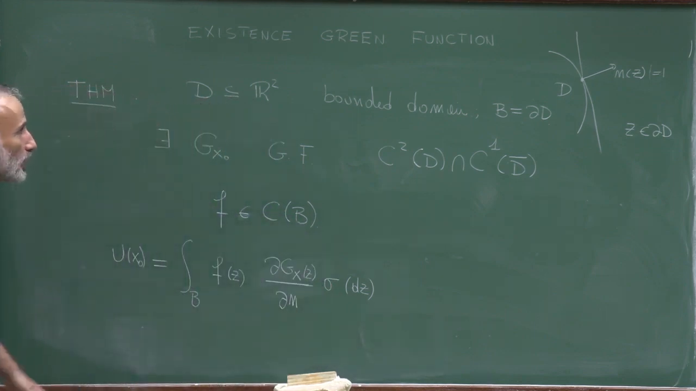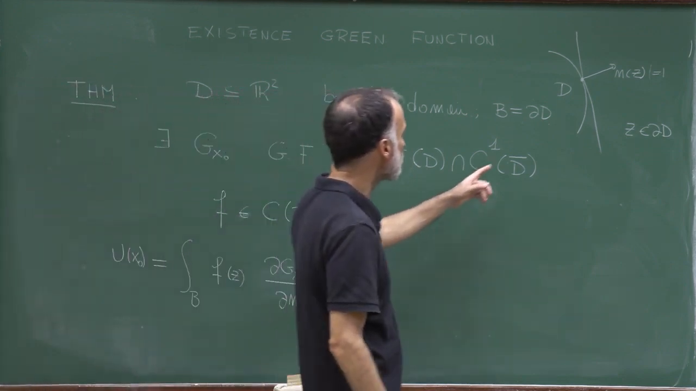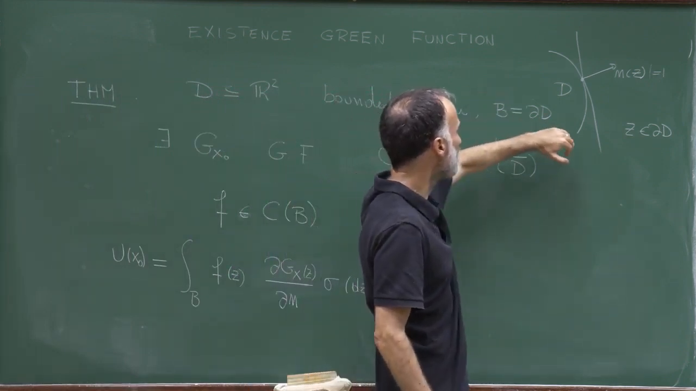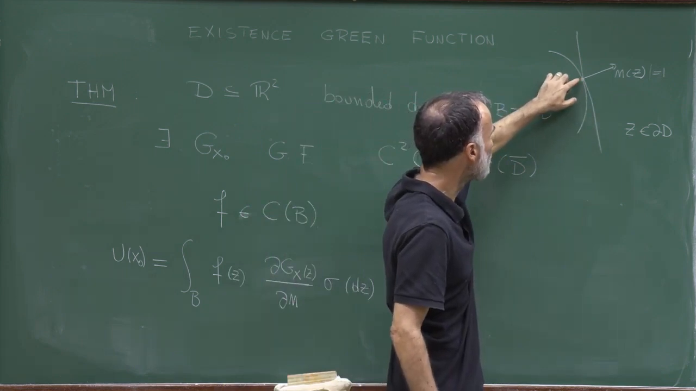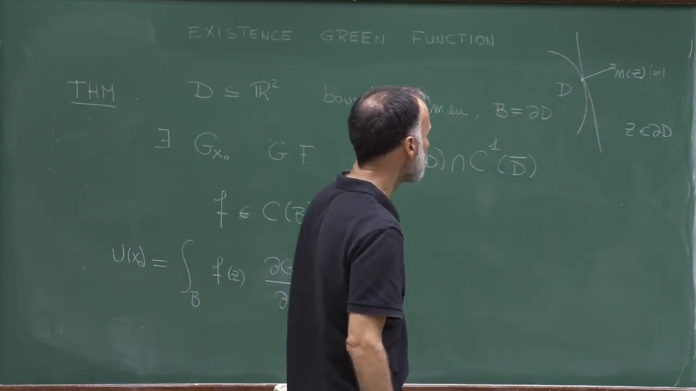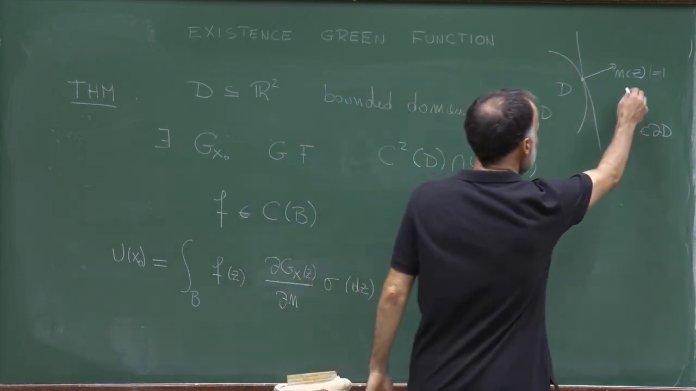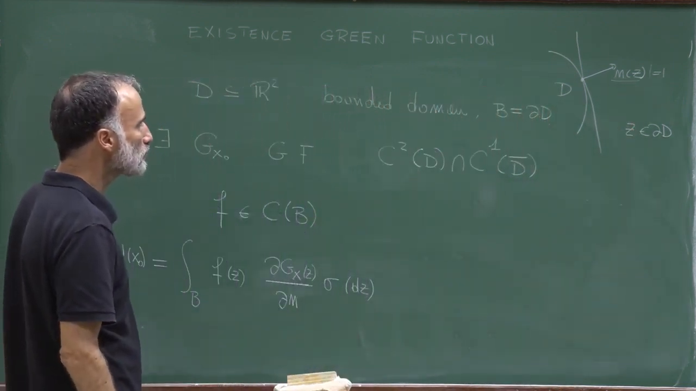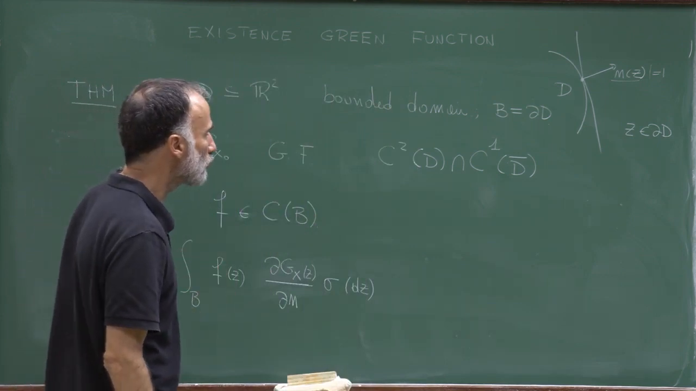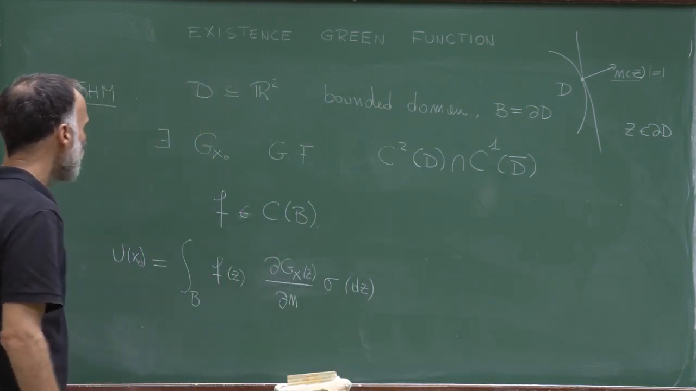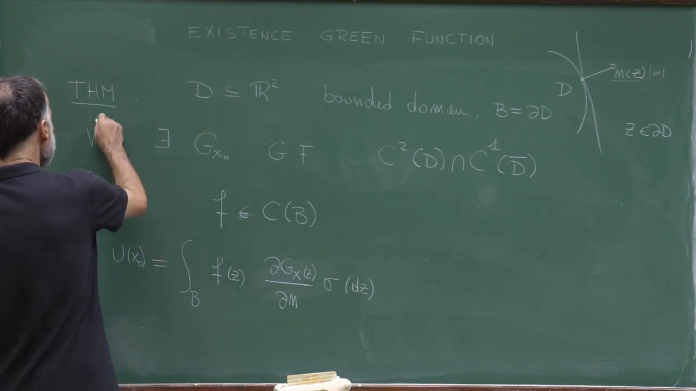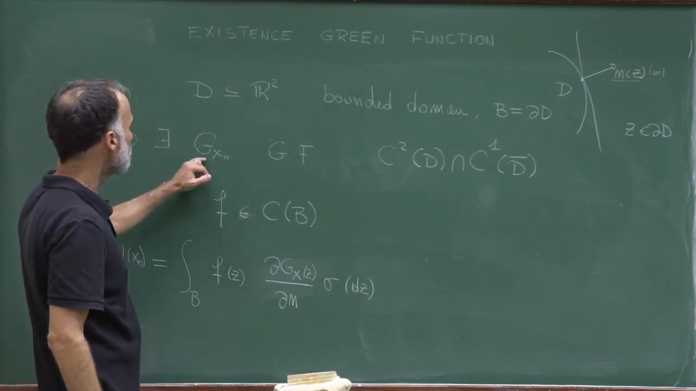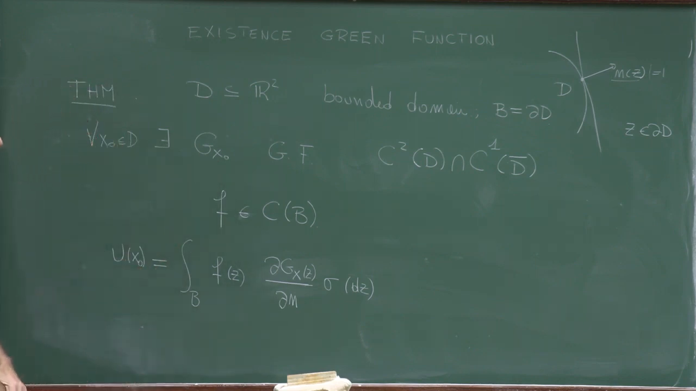So let me repeat. I'm representing the boundary of D by B. I'm assuming that this boundary is smooth enough so that I can, at each point, define the tangent plane at that point. And then I'm defining this unit vector, which is pointing outward and which is orthogonal to the tangent plane. And I'm assuming that for all x0 in D, I can define a Green function, g_x0.